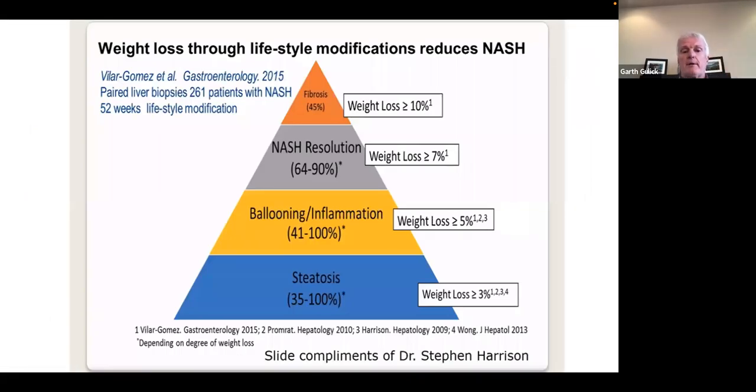This is a very old pyramid from 7-8 years ago, and it's still standard of care in outcomes. And you can even get scarring reversal, like we see with Hep C cures, if you can get somebody a greater than 10% weight loss.